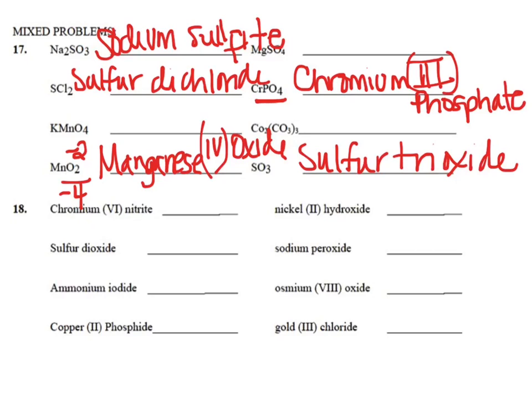All right. What about any of these you guys want me to do? Just want to pick one. Osmium 8 oxide. Osmium's a +8. Oxygen's a -2. So it would be OsO4.